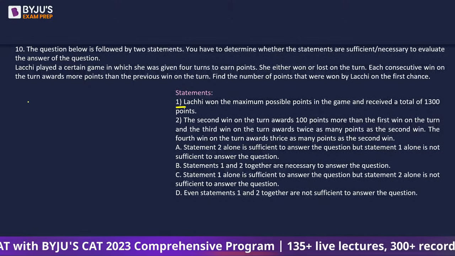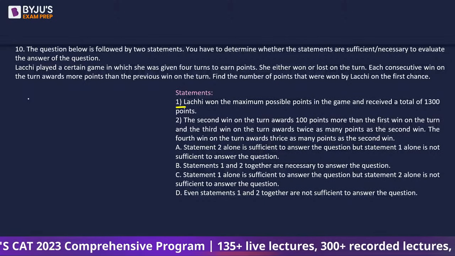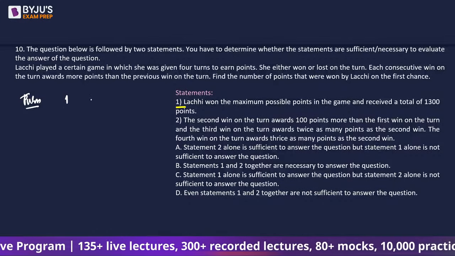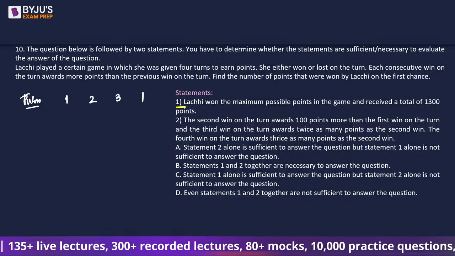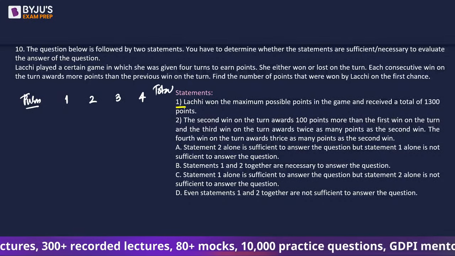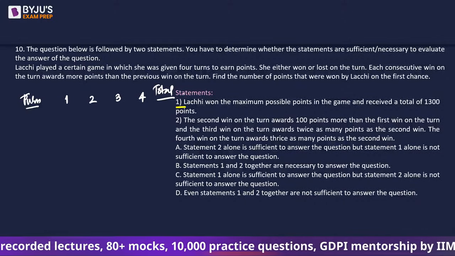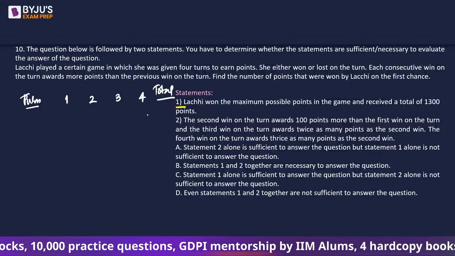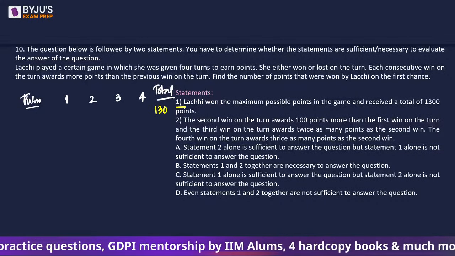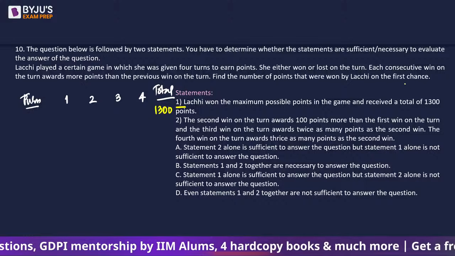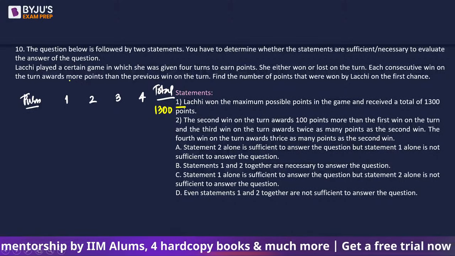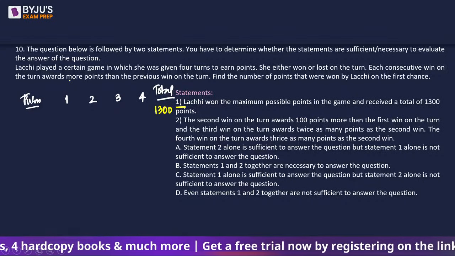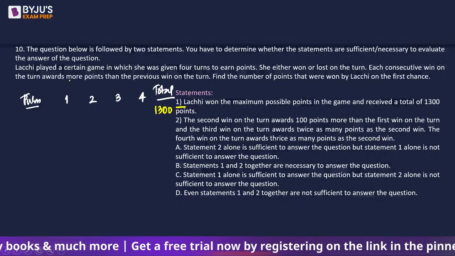Okay, so she was given 4 rounds, right? 4 turns, not rounds. So turn number 1, 2, 3, 4, and let's say there is a total as well. So using the first statement, Lachi won the maximum possible points in the game and received a total of 1300. So 1300 here. And it is given that each consecutive win awarded more points than the previous win on the turn. And she won or lost.